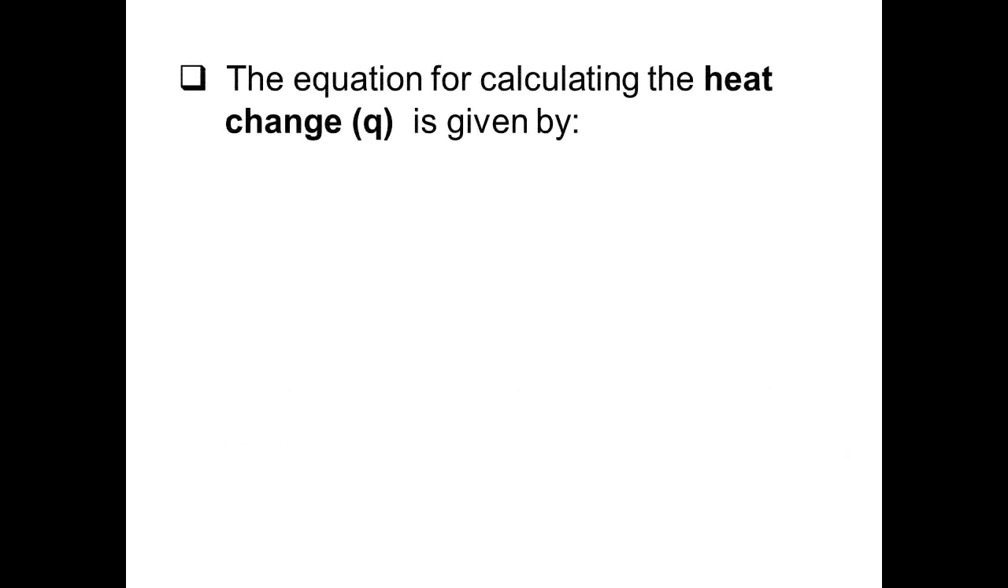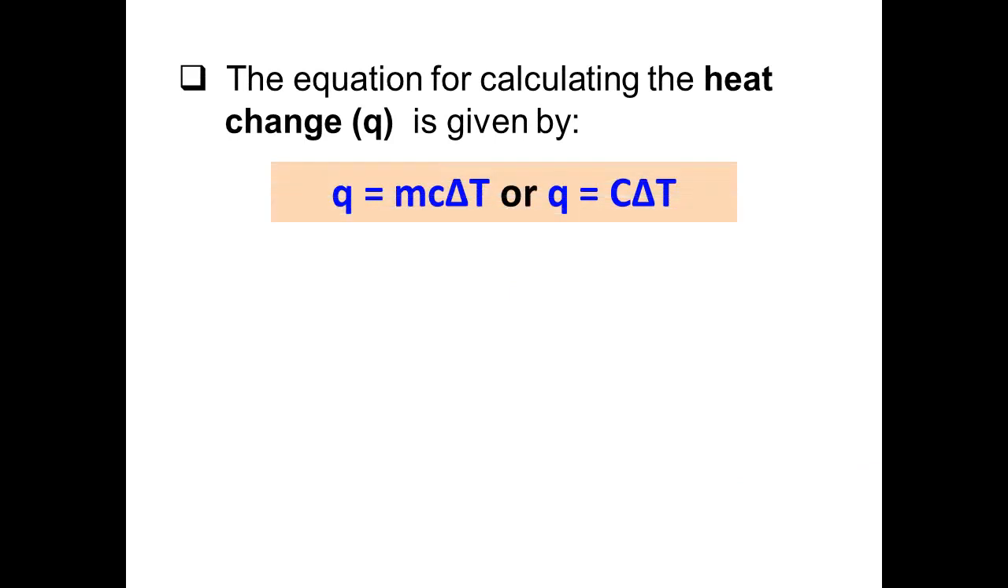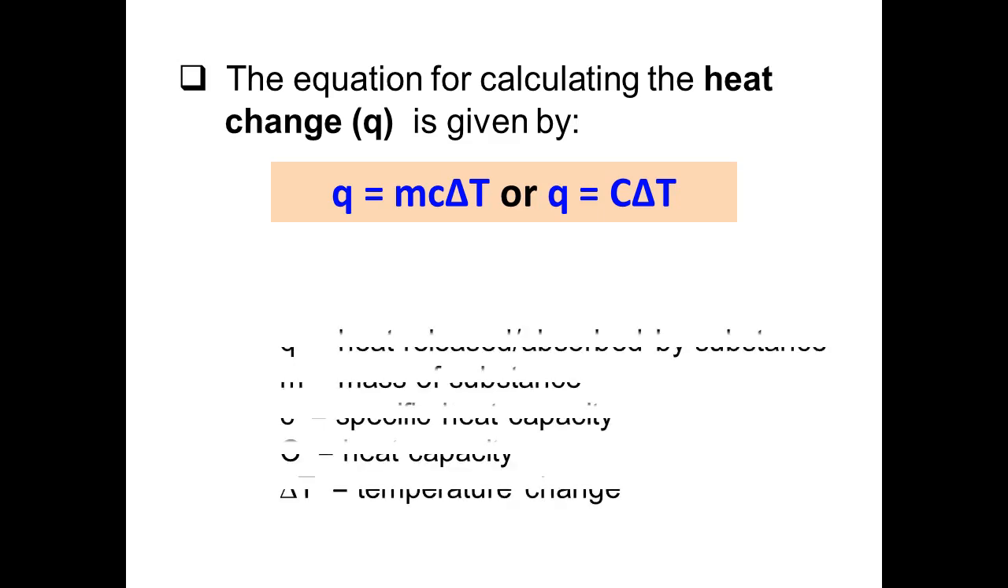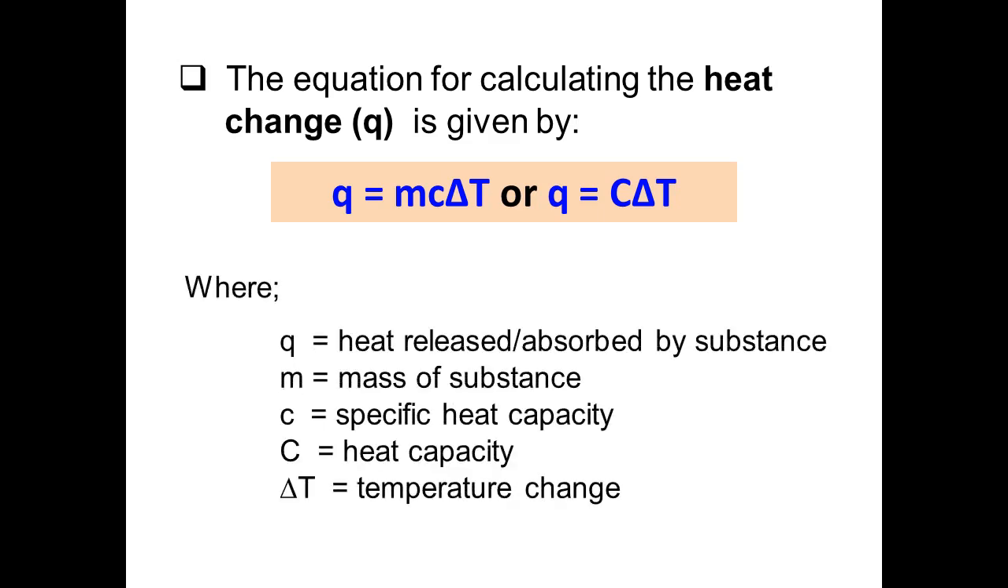Okay, how to calculate the Q? To calculate Q, we can use a simple formula: Q equals m c delta T, or Q equals C delta T. Where Q equals the heat released, m refers to the mass of substance, c refers to the specific heat capacity or heat capacity, and delta T is the change in temperature.